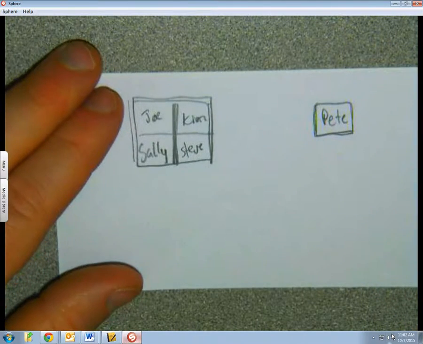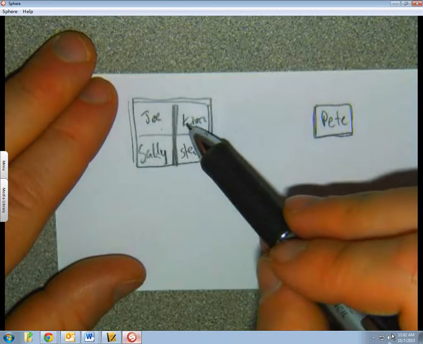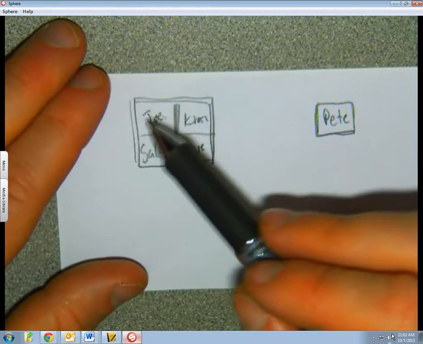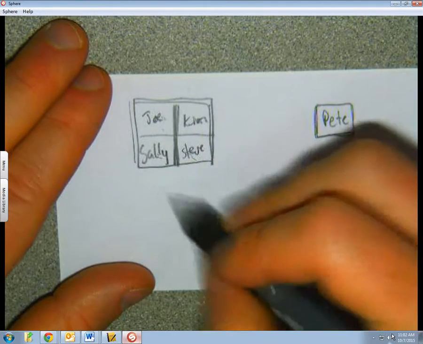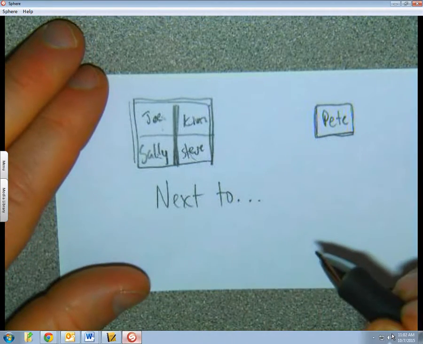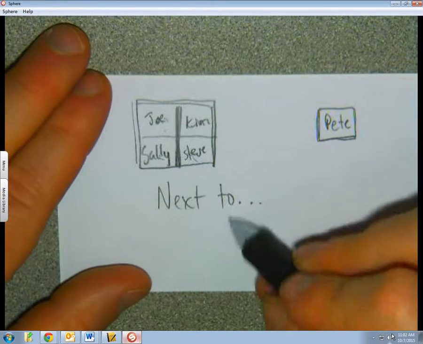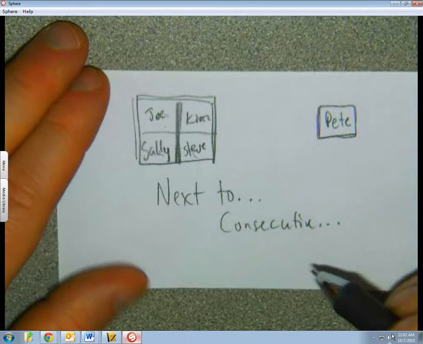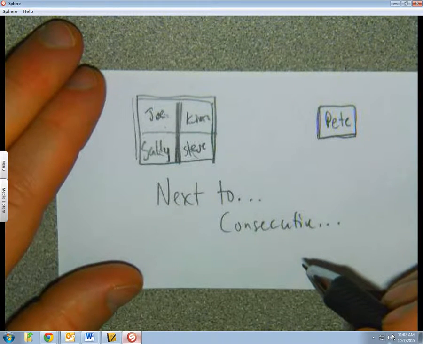Now I could say Joe's next to Sally, Joe's next to Kim, Joe's even next to Steve, depending on how you define it. Joe is not next to Pete. Okay, so adjacent really is next to. So another way you can think about this is consecutive. Okay, so adjacent sides are sides that intersect.